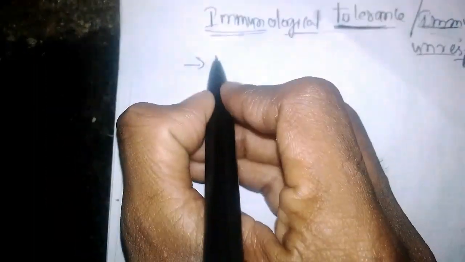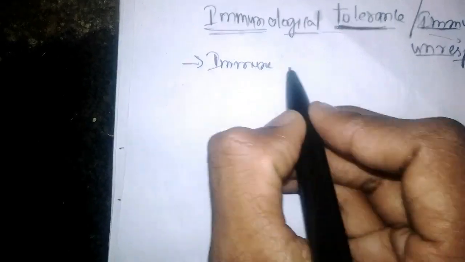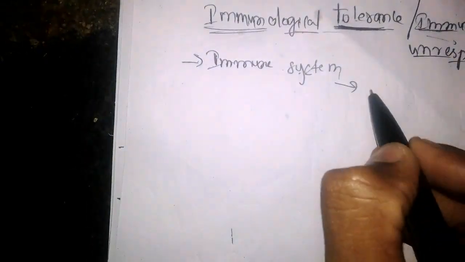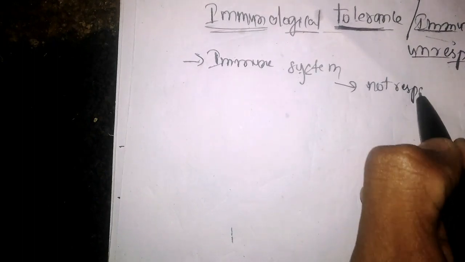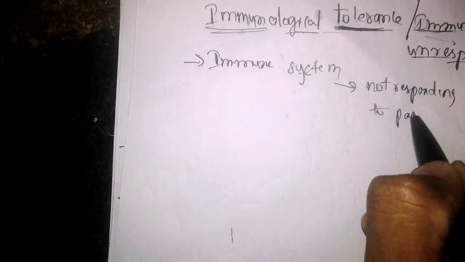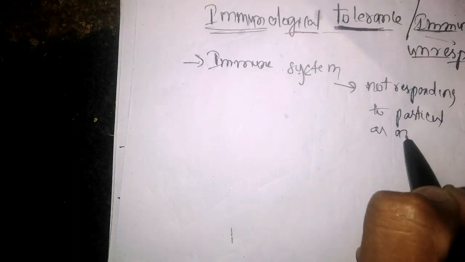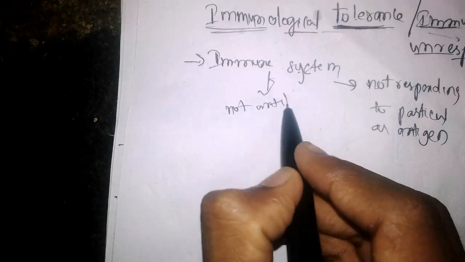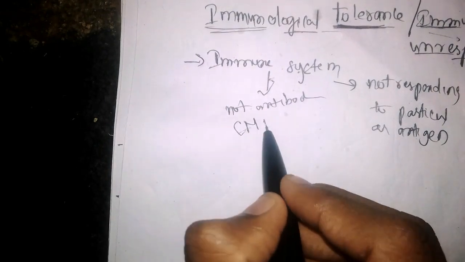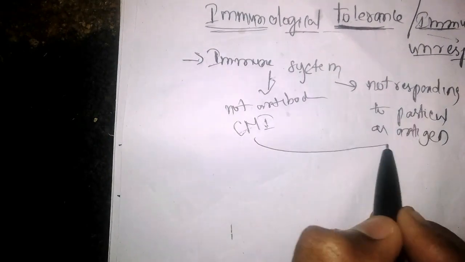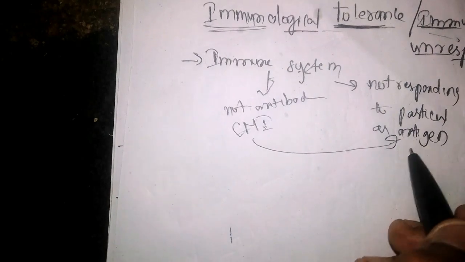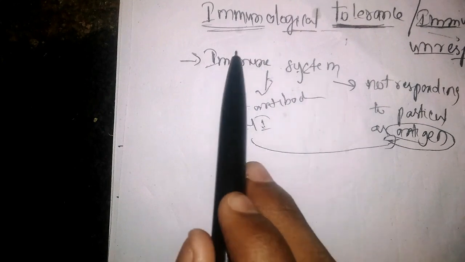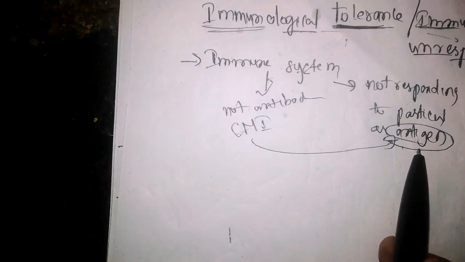That means our immune system is not responding to a particular antigen. That means the immune system is not producing antibodies, or cell immunity is not working against this antigen. Then we can say that our immune system is tolerant to this antigen. Okay, if our immune system is not responding to this antigen, then it is said to be tolerant.